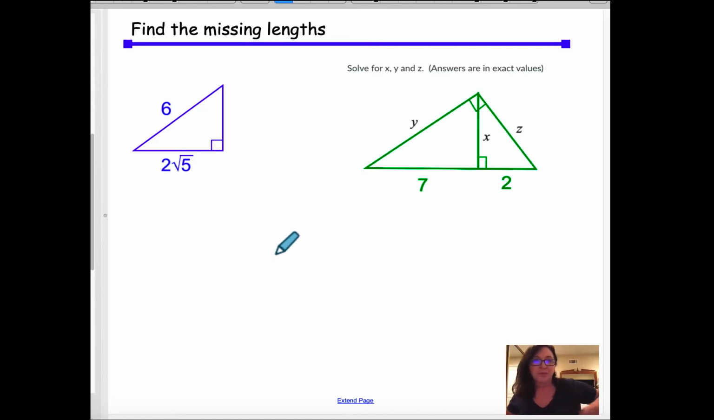Okay, next problem. Find the missing lengths. So for this right here, you don't know this length, so we're going to use Pythagorean theorem. We're going to use side squared, right?